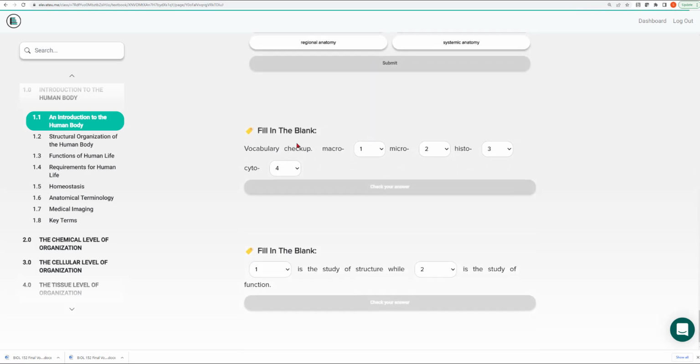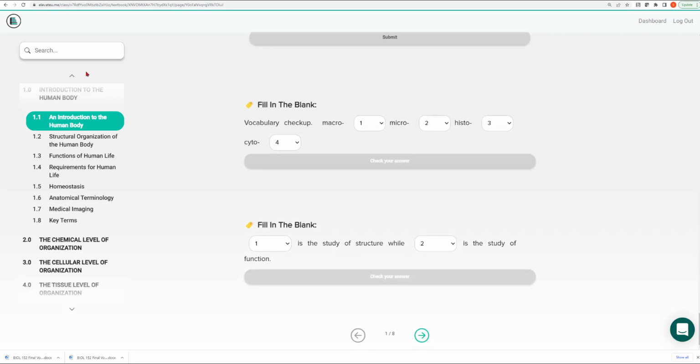Down here, there's also some vocabulary checkups so that you understand the vocabulary terms. And there's also just a couple fill in the blank. By fill in the blank, it means there's a drop-down menu, and you're just going to pick which of these 2 terms is correct. And then again, check your answer when you're done. So that is the first little section. Pretty quick, isn't it? Let's head on to part 2.